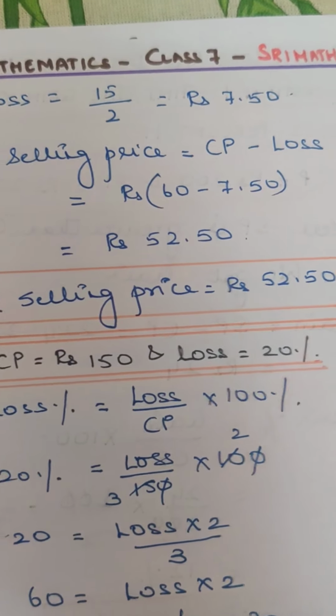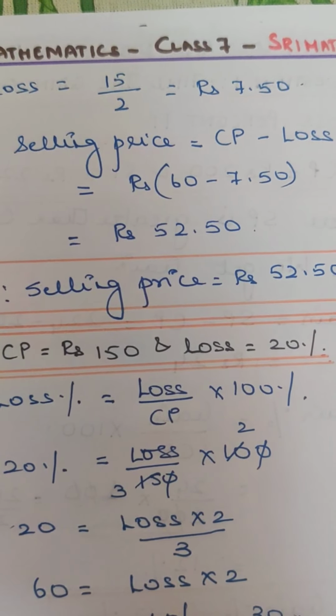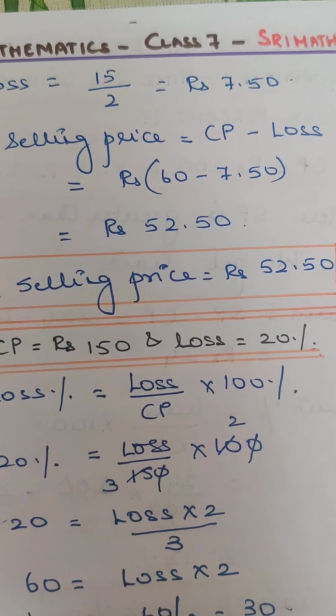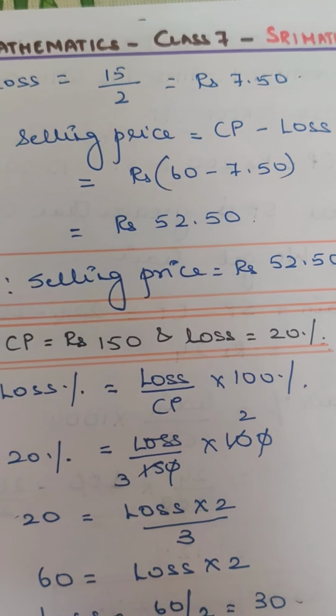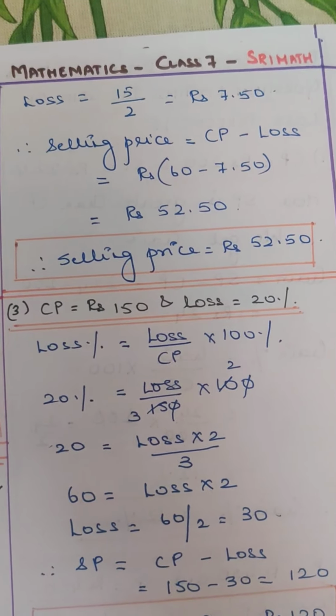Therefore, what is the selling price? Cost price minus loss, that is equal to rupees 60 minus 7.50. Therefore, selling price is equal to rupees 52.50. Hope this is clear.